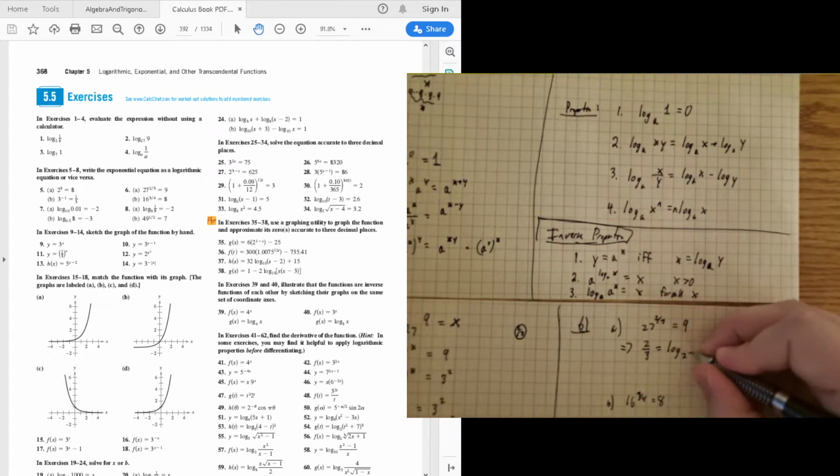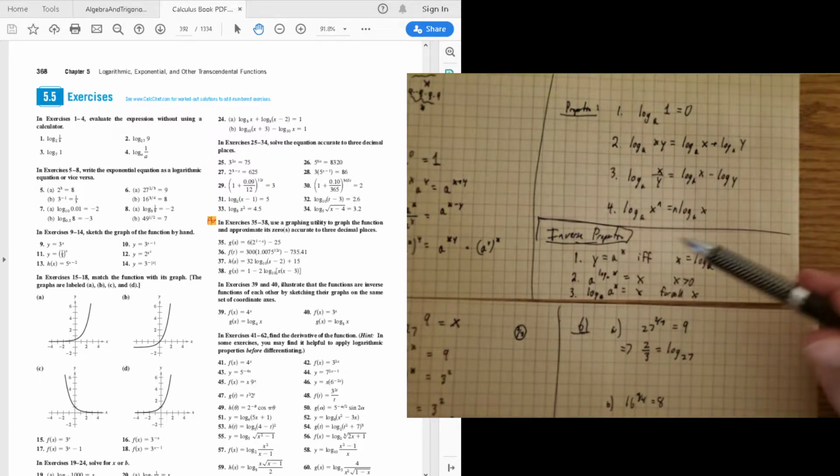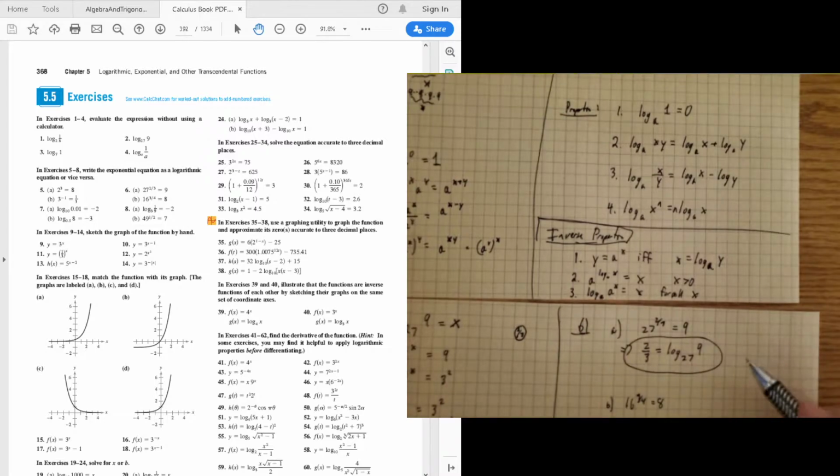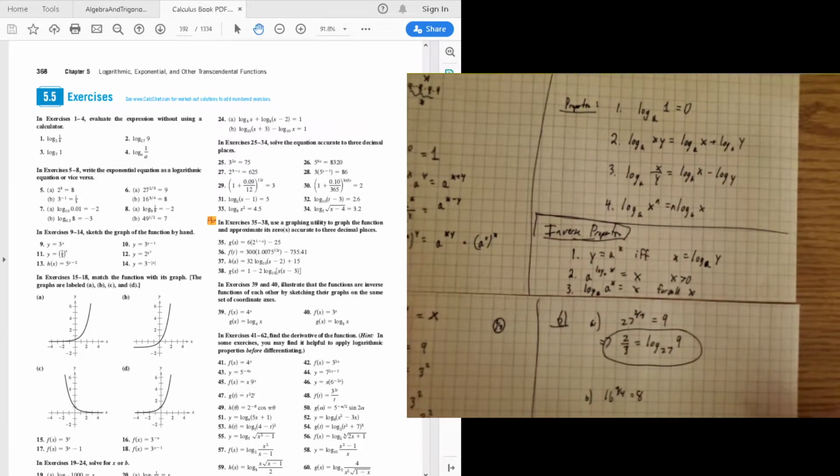My a would be 27, and my y would be 9. Which you'll notice this is the setup for question number 2. Sneaky. Part B, same basic way.